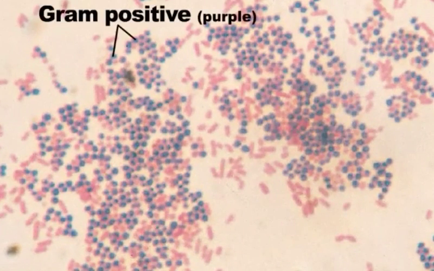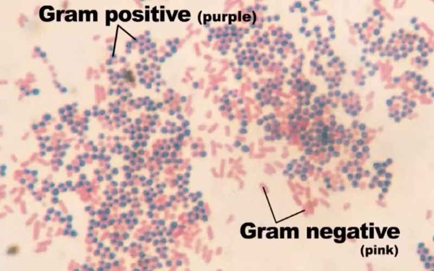The Gram stain is the most widely employed staining method in microbiology. It is a differential stain because it divides bacteria into two classes, Gram-positive and Gram-negative.